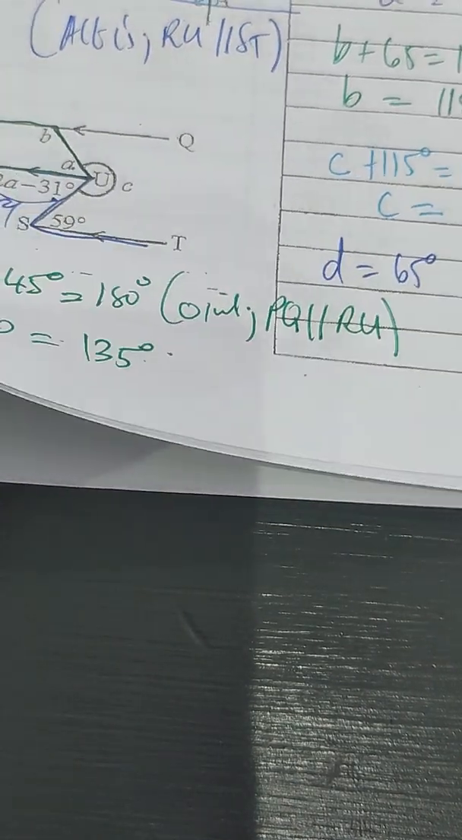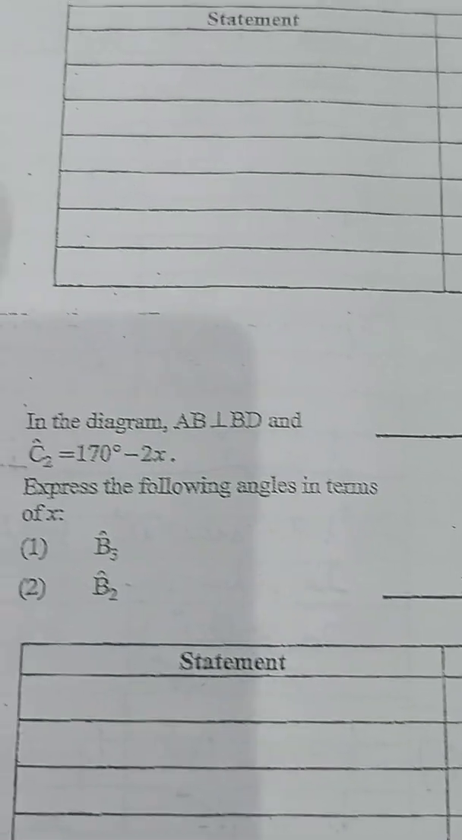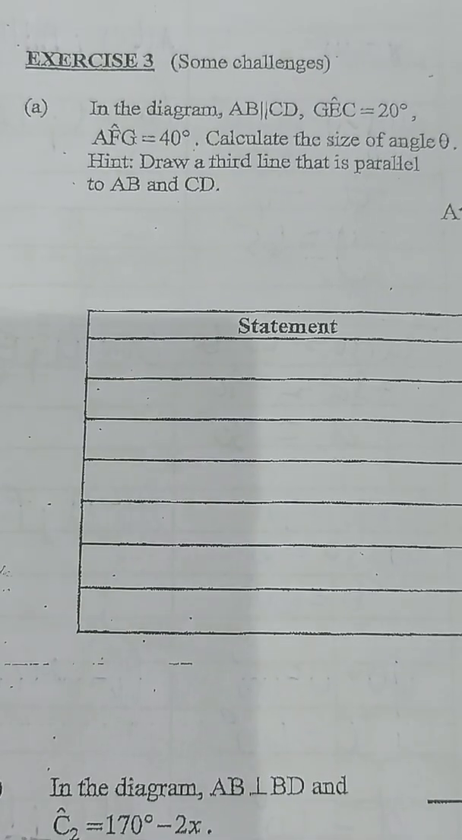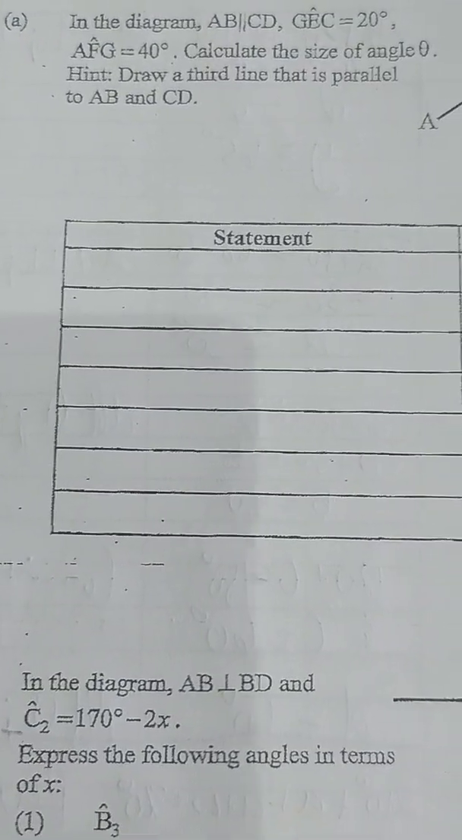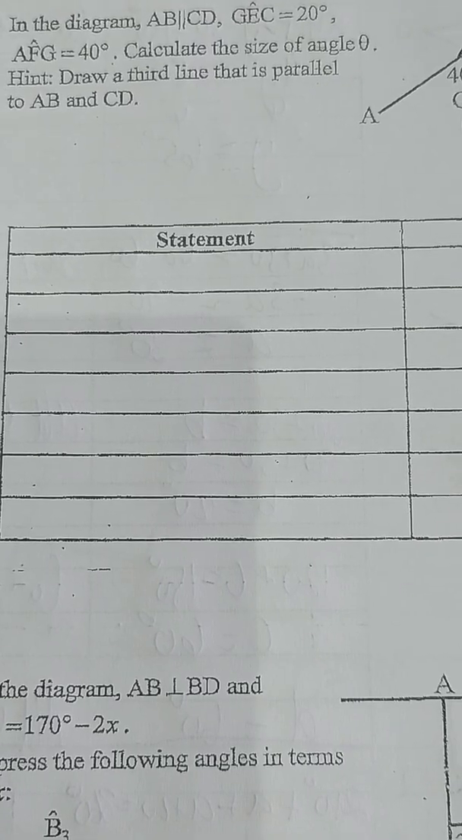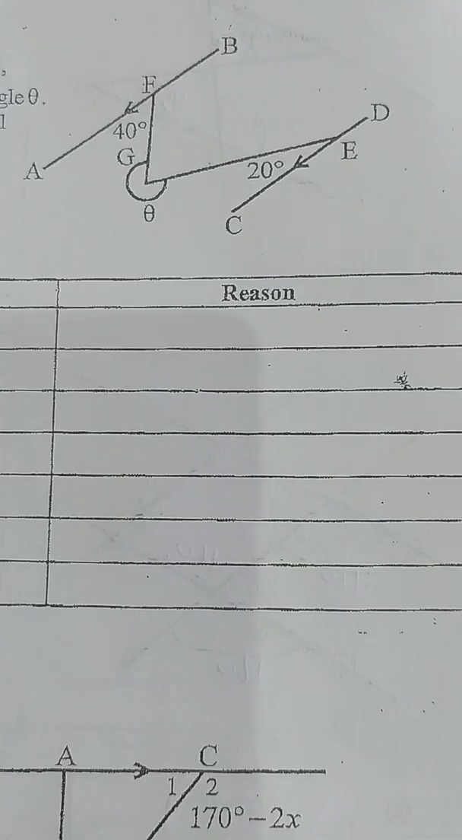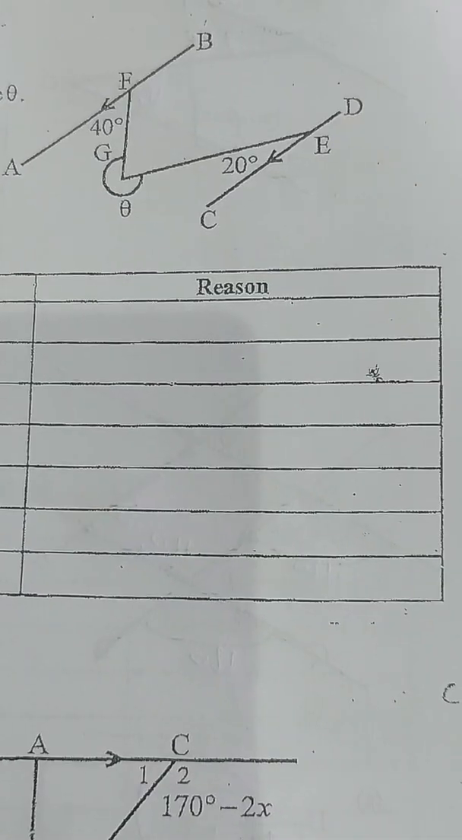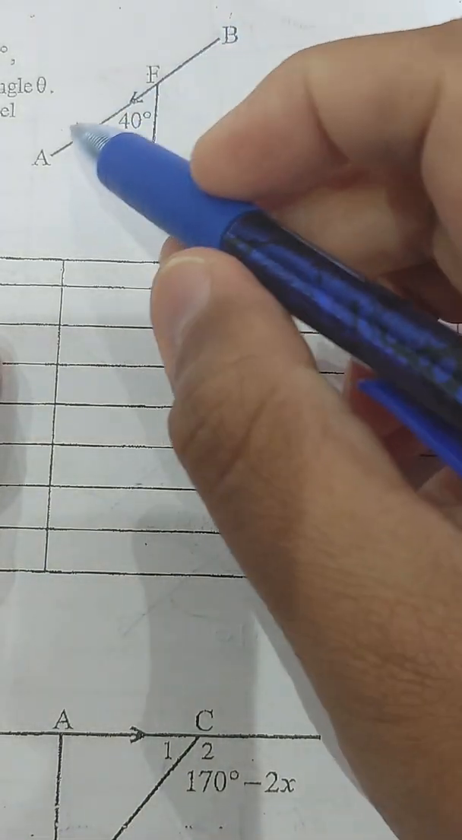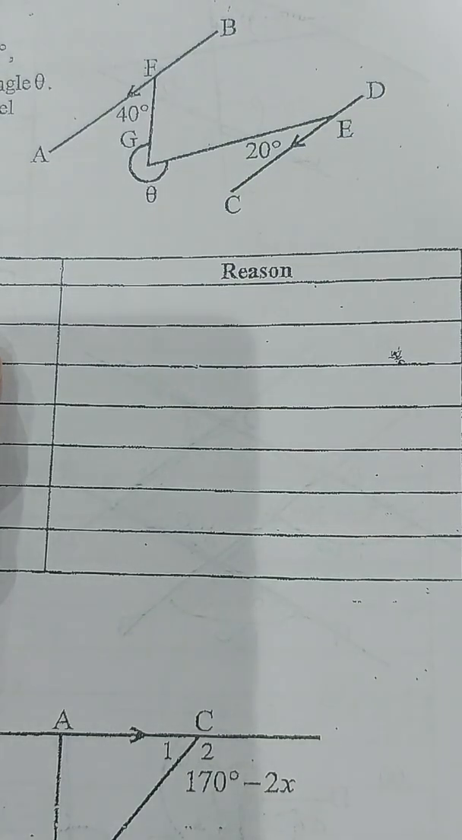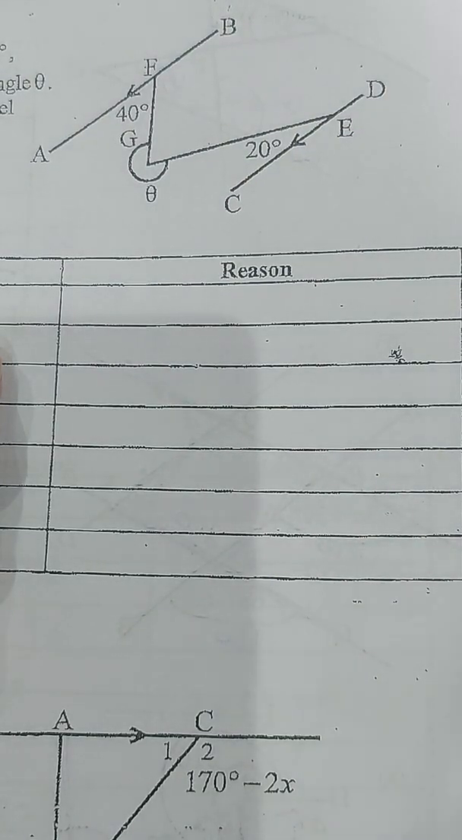Going to page 5. So in page 5 we have some challenges, our favorite. So A, we are told that in the diagrams, I'll keep the diagram in focus and read. We are told that in the diagram, AB is parallel to CD. Okay, I need a ruler quickly.